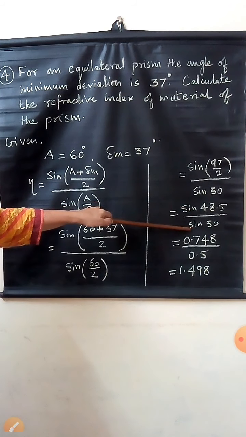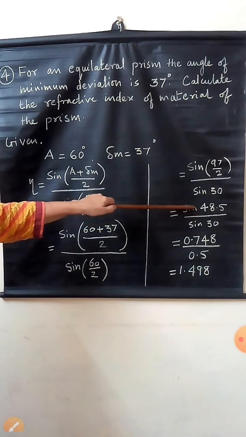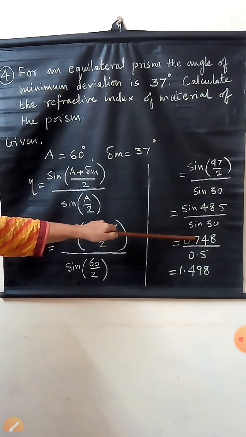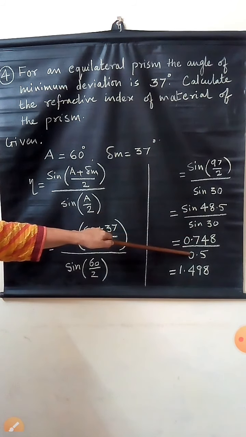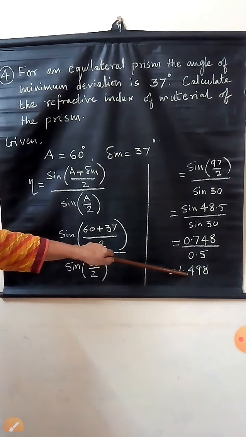You will get 0.748 for sine 48.5 and 0.5 for sine 30. This division will give you the refractive index of the prism as 1.498.